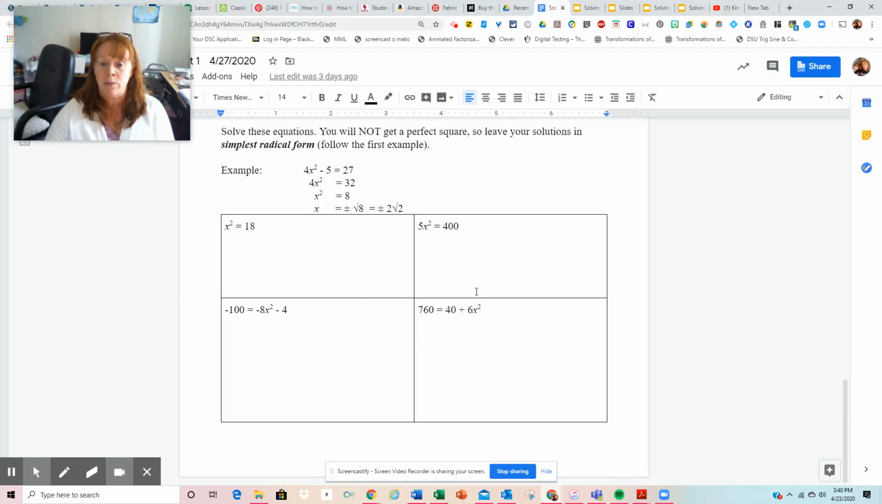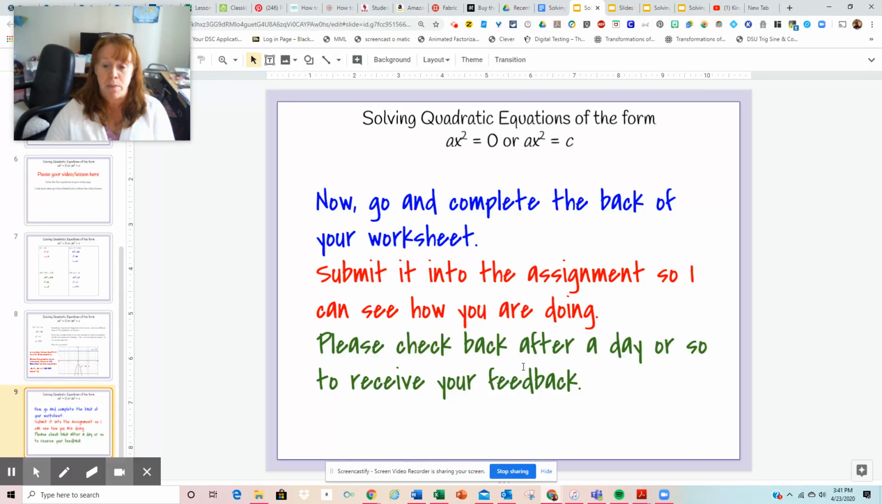You do not get a perfect square for these. So you need to make sure that you are putting them in simplest radical form, like it says right here. Please follow directions. Some of you have a problem with that. So I'm going to stop here, and you're going to go ahead and complete this back. Do the best that you can. You can put some comments somewhere and ask me questions if you need to, and we'll come back.